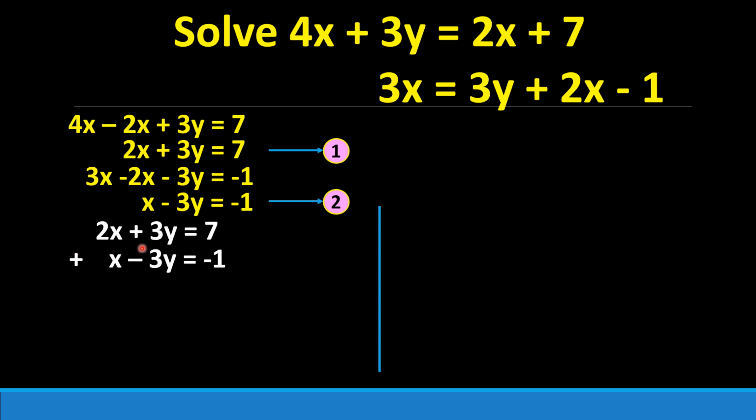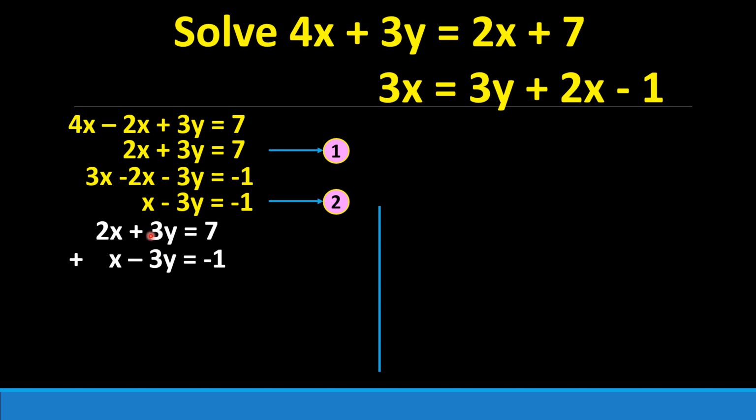Here in this case, we can eliminate these two values. Here there is a plus 3y and here there is a minus 3y. In the previous question, we have done subtraction. We have subtracted the second equation from the first equation for eliminating these values. But in this case, if we are going to subtract, let us see what happens.